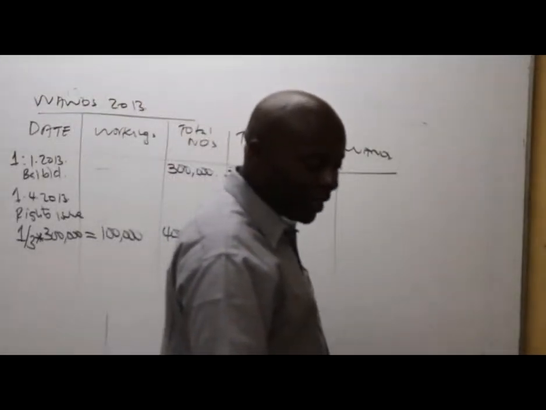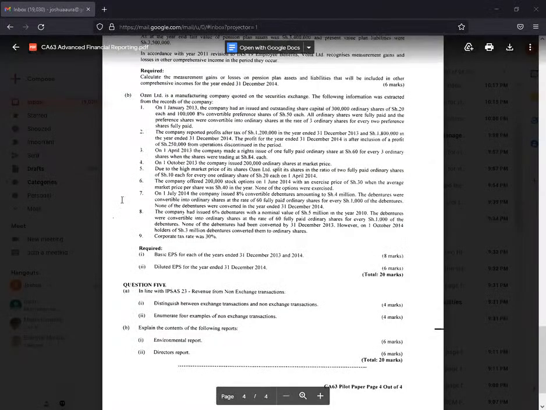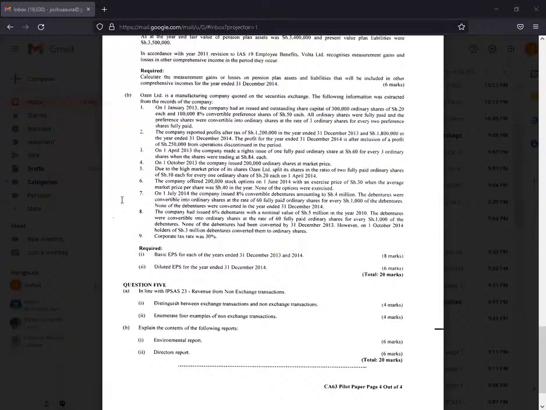Let's continue and see whether we have any other transaction in 2013. On 1st October, look at this. On 1st October 2013, the company issued 200,000 ordinary shares at market price. I love this. It's a 2013 transaction on 1st October. What happened here?